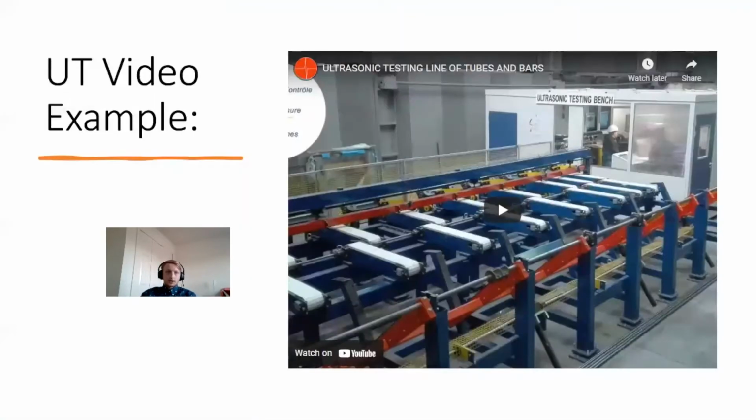So we actually found a video of a larger ultrasonic tester that inspects defects on tubes in a very efficient manner.